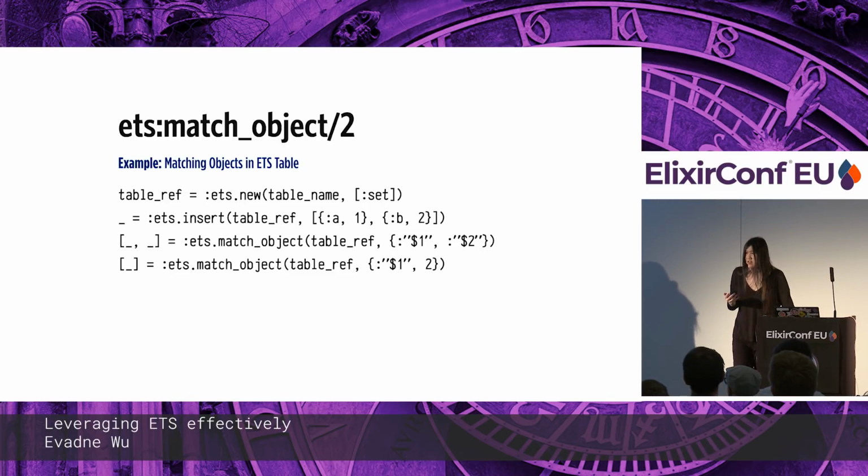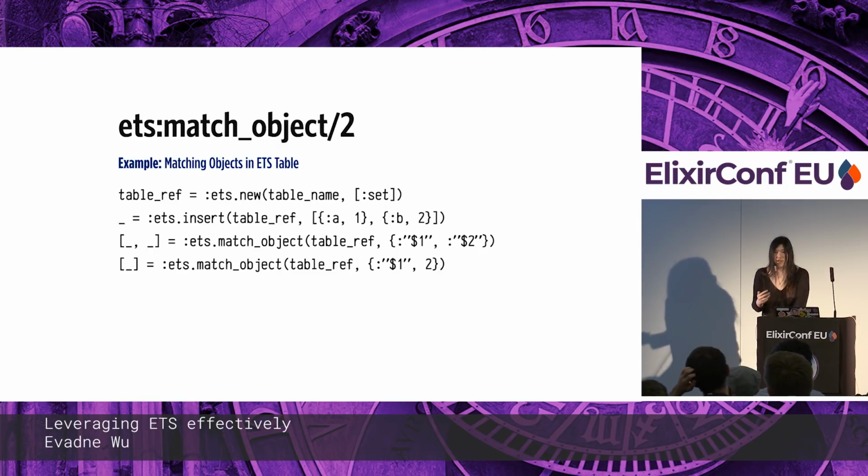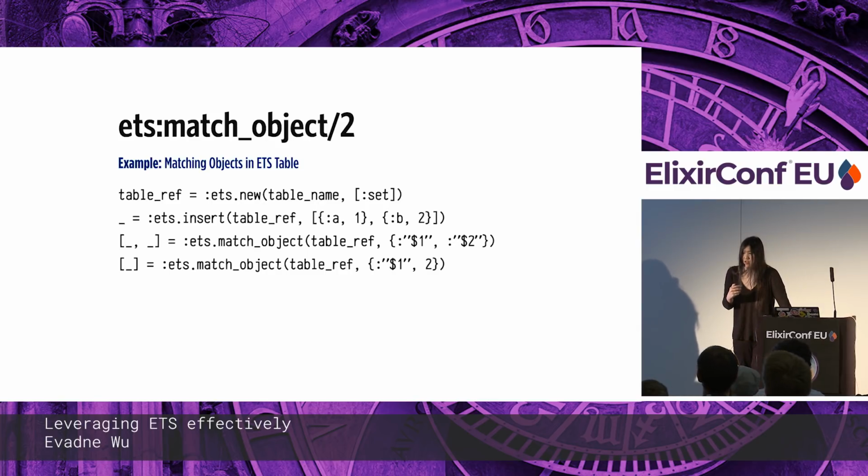Match object is the simplest API in ETS that allows you to grab something. In this case, I've created a new table called table name, and then I got a reference. I then inserted two objects, in this case two tuples. Each tuple has arity 2, so then I can match an object, which is a tuple, with two atoms, $1 and $2. This means that they can be the same, but they don't need to be. So in this case, I'll get both. But in the first line, you can see I'm matching anything in the tuple. That first $1 means anything, and the second element must be 2. In this case, I will only get one of them returned to me because only one of them will match.